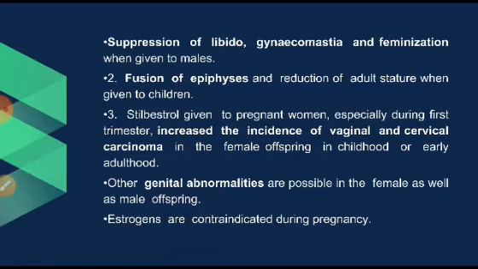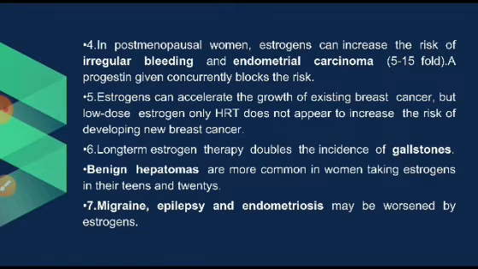So stilbestrol, one of the most used drugs, also means safety is a concern. Other genital abnormalities are possible in the female as well as male offspring. Estrogens are contraindicated during pregnancy. In postmenopausal women, estrogen can increase the risk of irregular bleeding and endometrial carcinoma. A progestin given concurrently blocks the risk. So, to overcome this problem, progestin can be added.